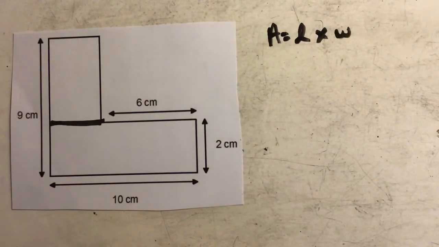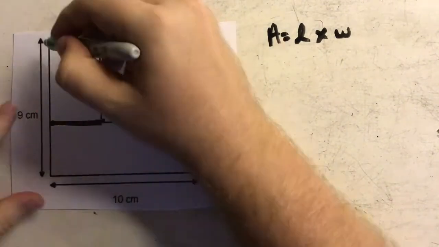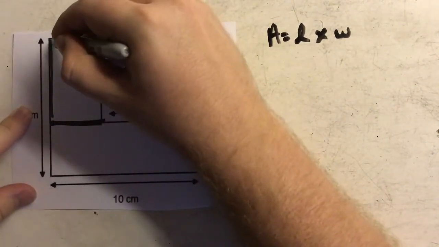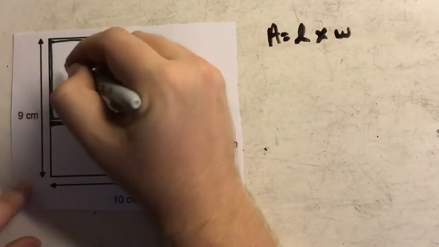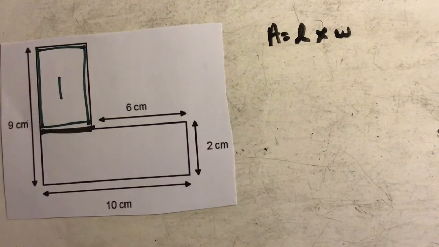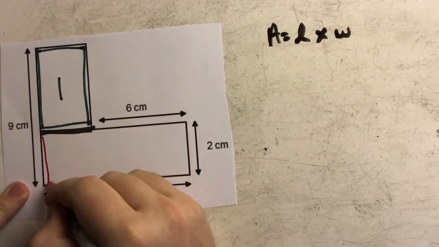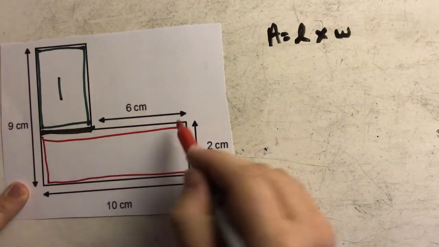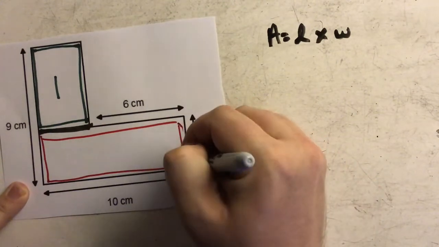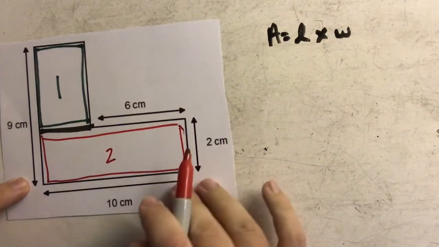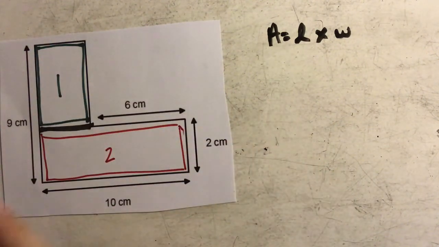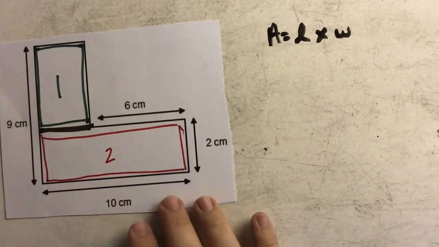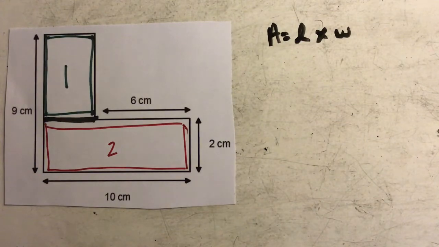So that I have one rectangle right here, another rectangle right here. Okay, and again, in order to find the combined area, I need to find the area of both of these individually and then add them together.